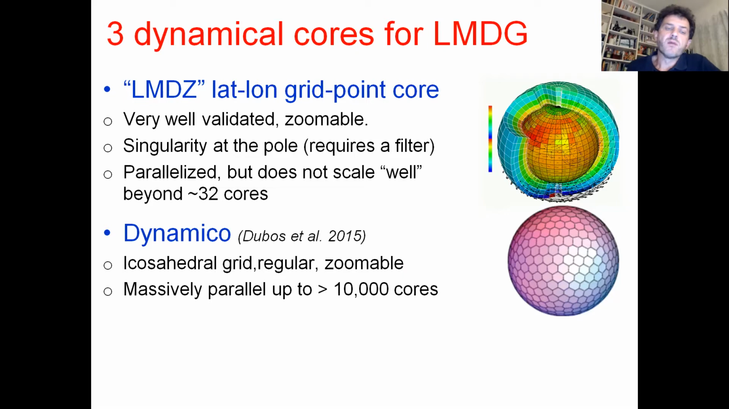So it's really much more modern. We use an icosahedral grid, you can see here. It's regular, there is no singularity at the poles anymore. And this one is very well scaled. In other words, we can use it on a massively parallel architecture with more than 10,000 cores.